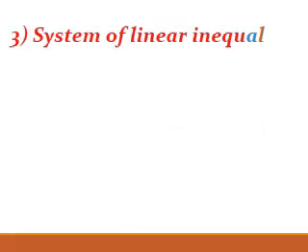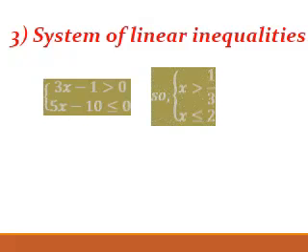And now, what if I have a system of linear inequalities? As you see, I have a system that's composed of two inequalities of first degree. I have to solve each one alone. So 3x minus 1 positive, or greater than 0, becomes x greater than 1 over 3. 5x minus 10 less than or equal to 0 becomes x less than or equal to 2.